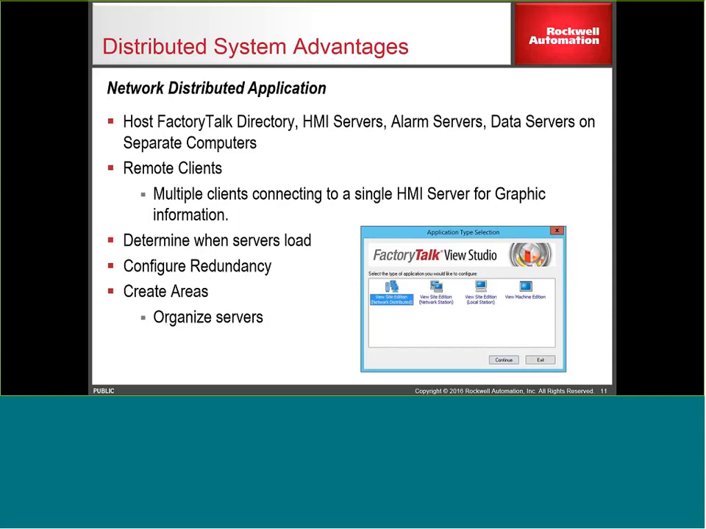So what are some of the advantages of a distributed system? In a network distributed environment, you're allowed to host your FactoryTalk directory, HMI server, alarm server, and data servers all on separate PCs, right? We can't do that in some of the other options you see pictured down below. Also, you have the ability to have multiple clients talking to a single HMI server for graphic information. We can't do that in some of the other options down here as well.